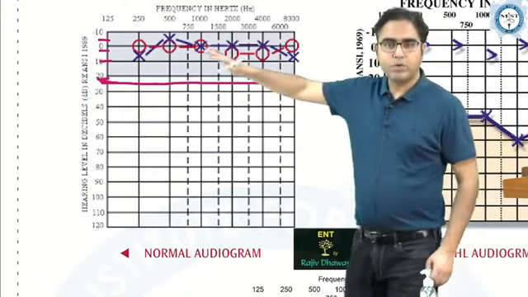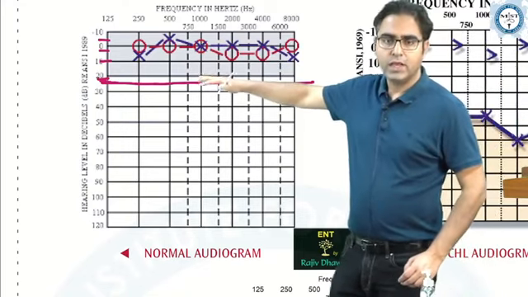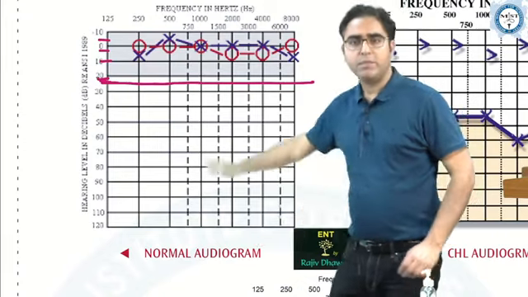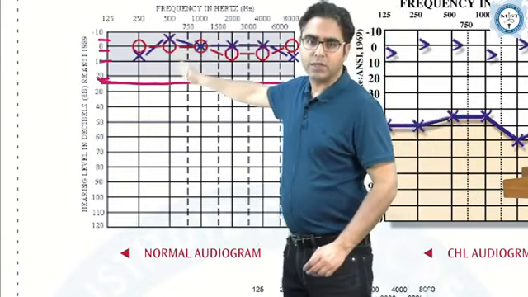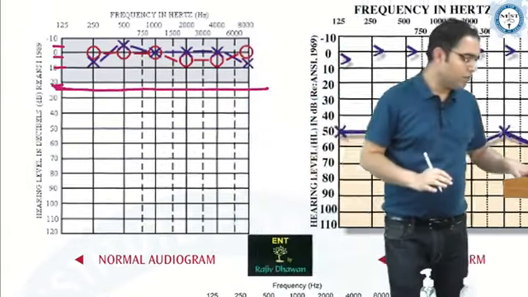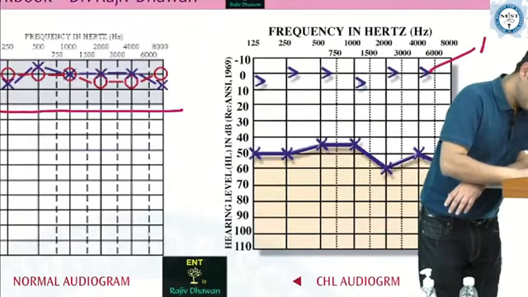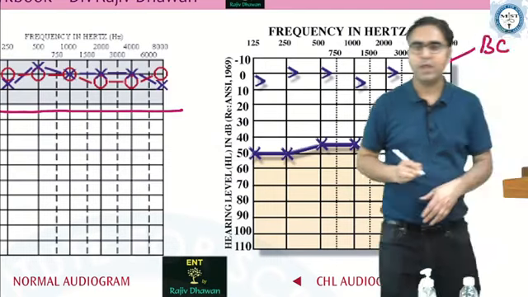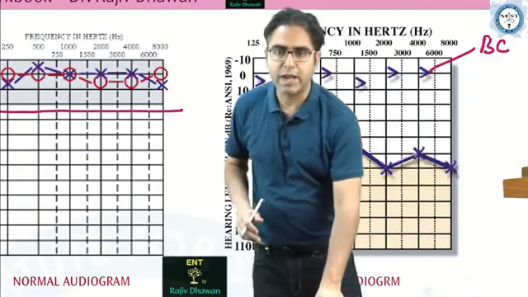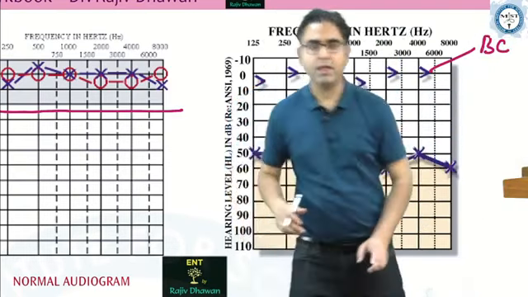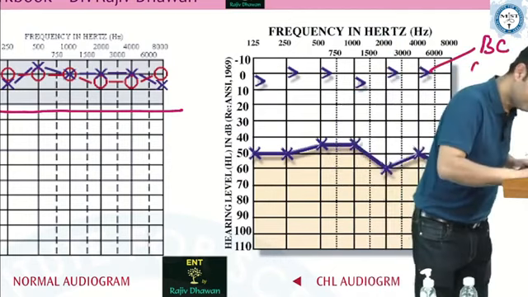Okay, so up to this zone is normal, beta. So this is normal. In a normal audiogram, AC and BC both are in the normal range. But this one, please see. What is this line? BC, brackets. BC bracket, okay? BC is normal.